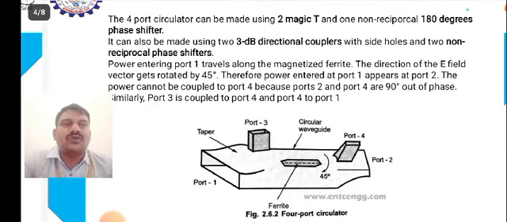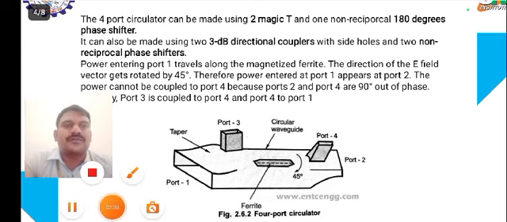Power entering port 1 travels along the magnetized ferrite. The direction of the electric field vector gets rotated by 45 degrees. Therefore, power entering at port 1 appears at port 2. The power cannot be coupled to port 4 because port 2 and port 4 are 90 degrees out of phase. Similarly, port 3 is coupled to port 4 and port 4 to port 1.